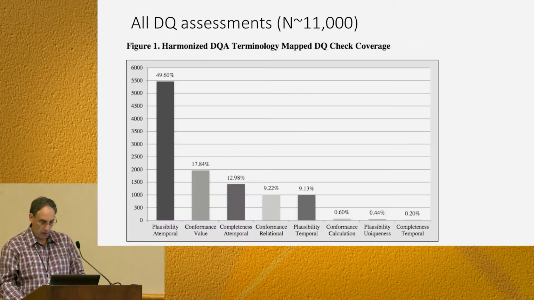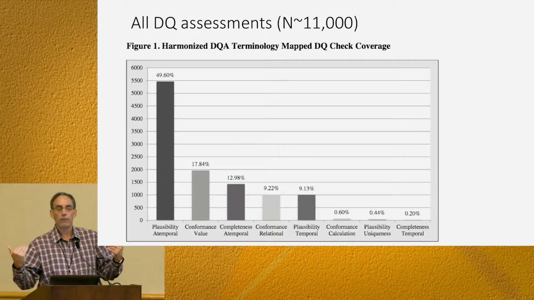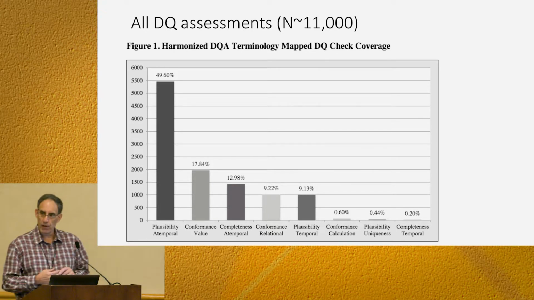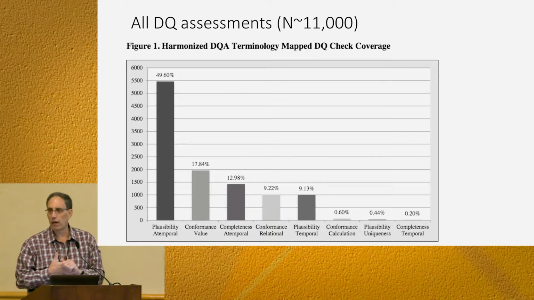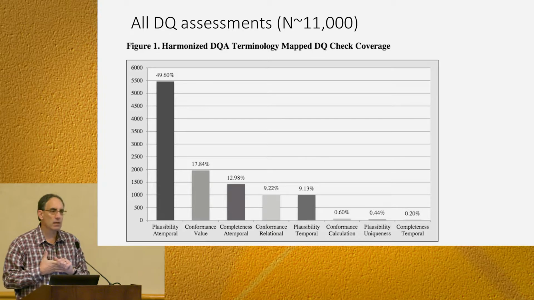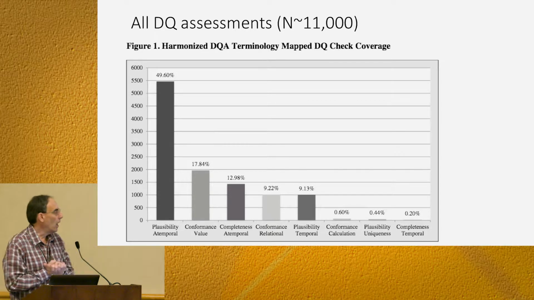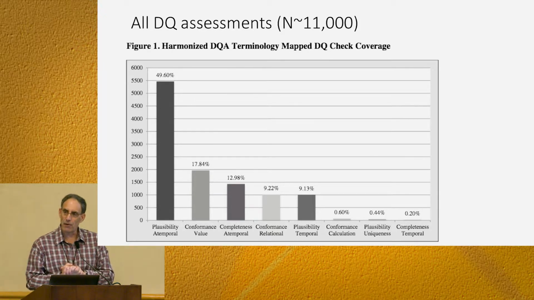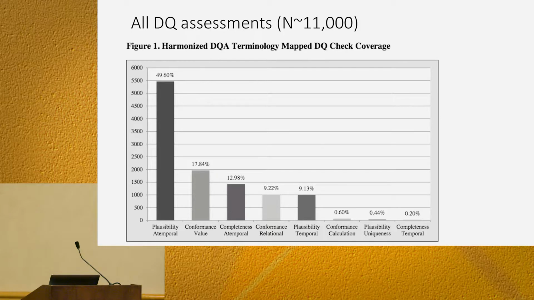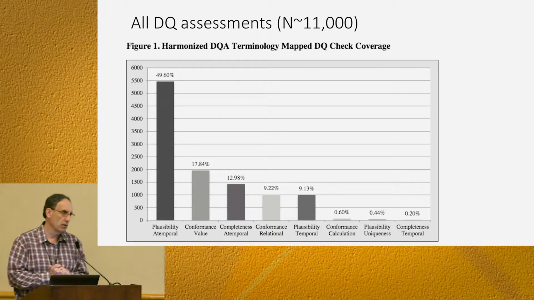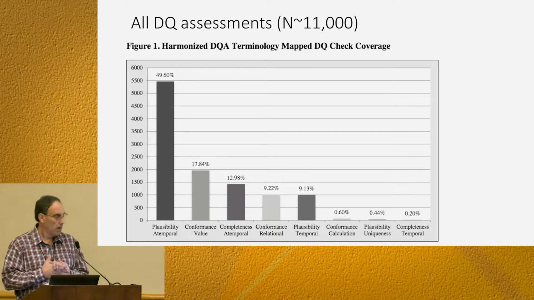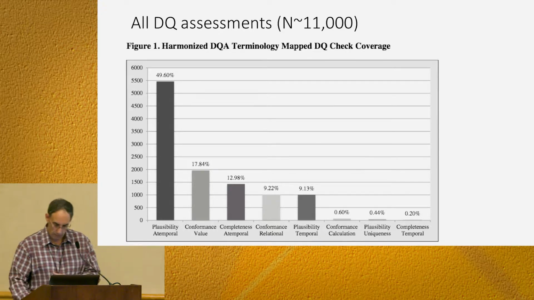What are people doing? Just to show you the overall view of the world, what you can see is a very predominant focus on atemporal plausibility. Basically, these are range checks, means, medians, this kind of stuff. And what you also get a sense of is that time isn't looked at very often. Time is right here. The first temporal one is right here. So time still remains something that people are not paying as much attention to as we think they should. But this is what people are doing from those 11,000 checks.